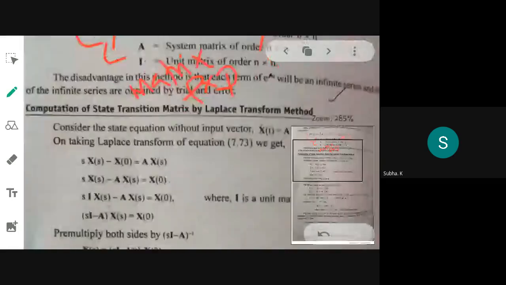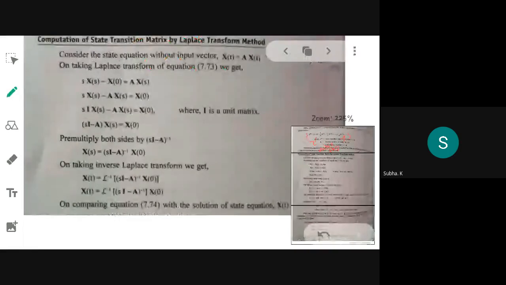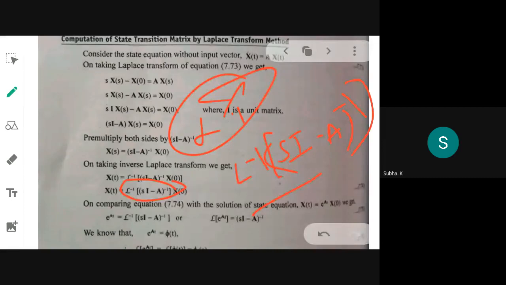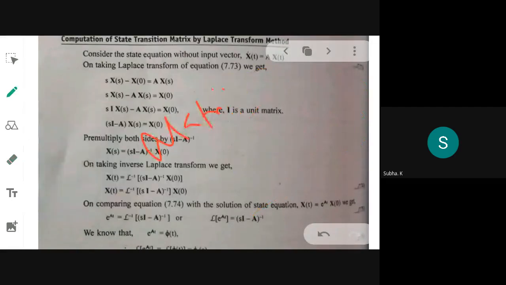The second method is by using the Laplace transform method. The Laplace transform method uses this formula: L inverse of (sI minus A) inverse. This is by using the Laplace transform technique. So you have two methods: one by using the matrix exponential and the other by using the Laplace transform. So let's solve the problems.